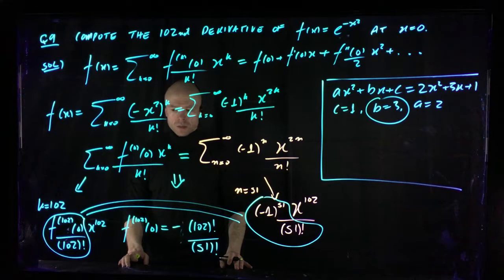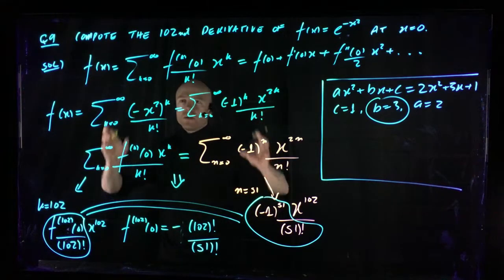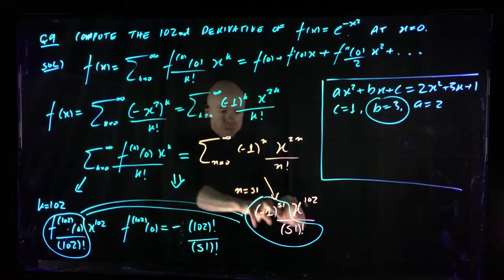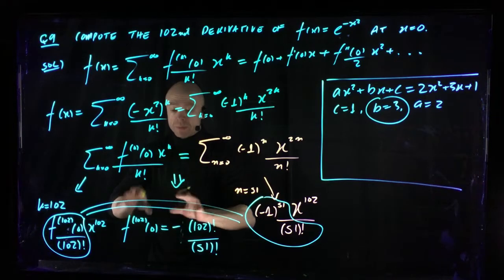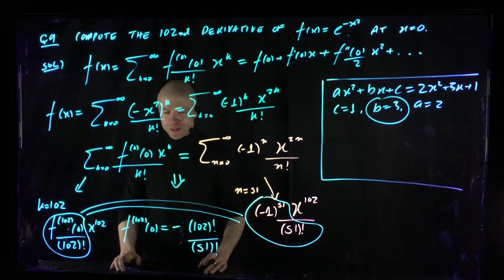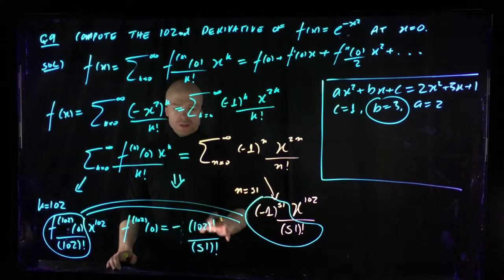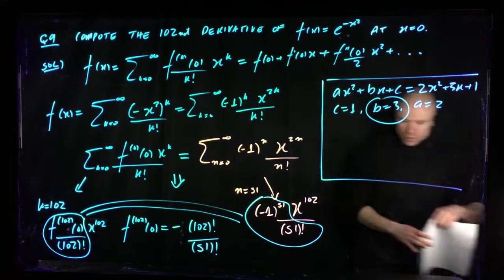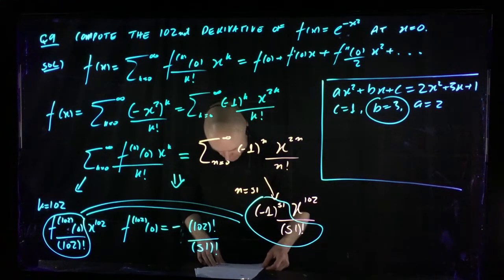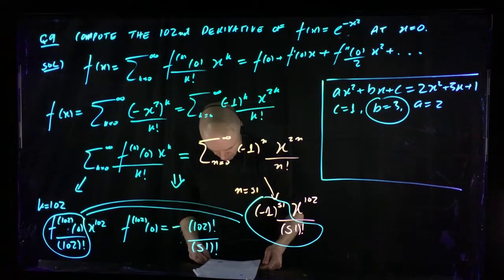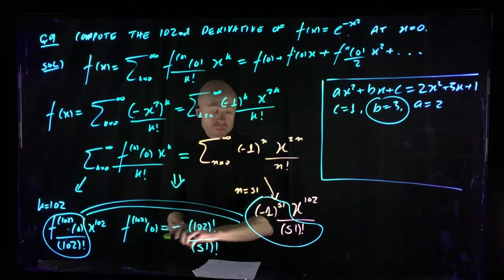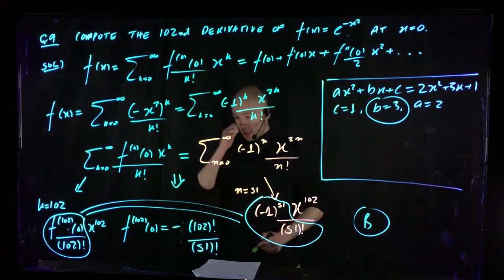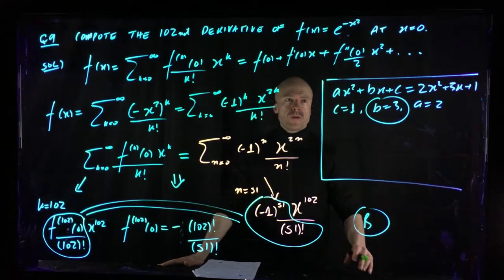Yeah? Cool. So since the coefficients in front of the powers have to agree, this thing has to equal this thing, therefore we have the magic thing we've been looking for, the 102nd derivative of our function. It has to equal this. And that is, I don't know what option that is. Oh, here it is. That is option B. Option B.